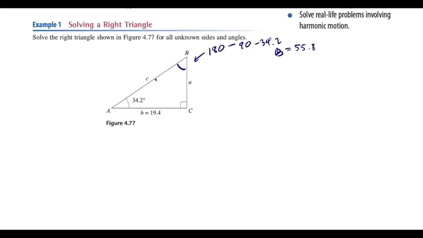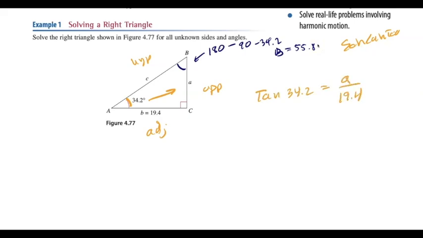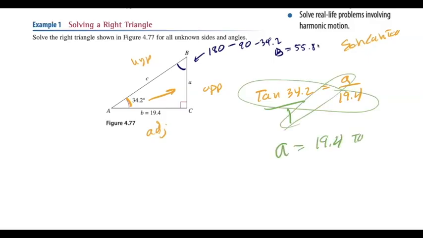Well, I'm just going to use Soh Cah Toa. That's my key to most things. We have this angle. This is opposite. This is adjacent. This is hypotenuse. We have adjacent. So I could use Toa to figure out the opposite, or I could use cosine to figure out the hypotenuse. It really doesn't matter. I'm going to use Toa. We'll do tan of 34.2 equals A over 19.4. Then we're going to cross multiply to get A equals 19.4 times tan of 34.2.